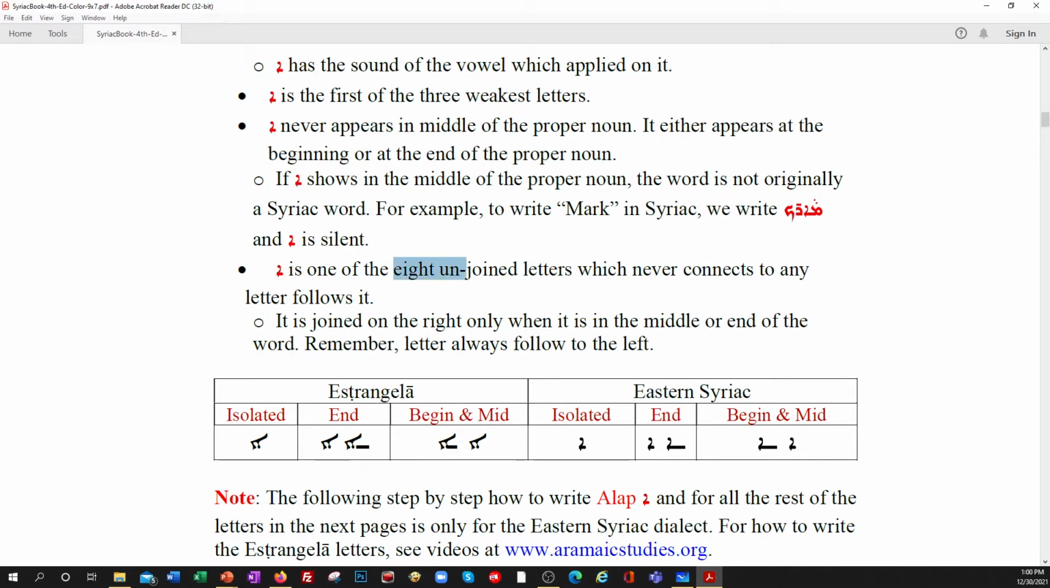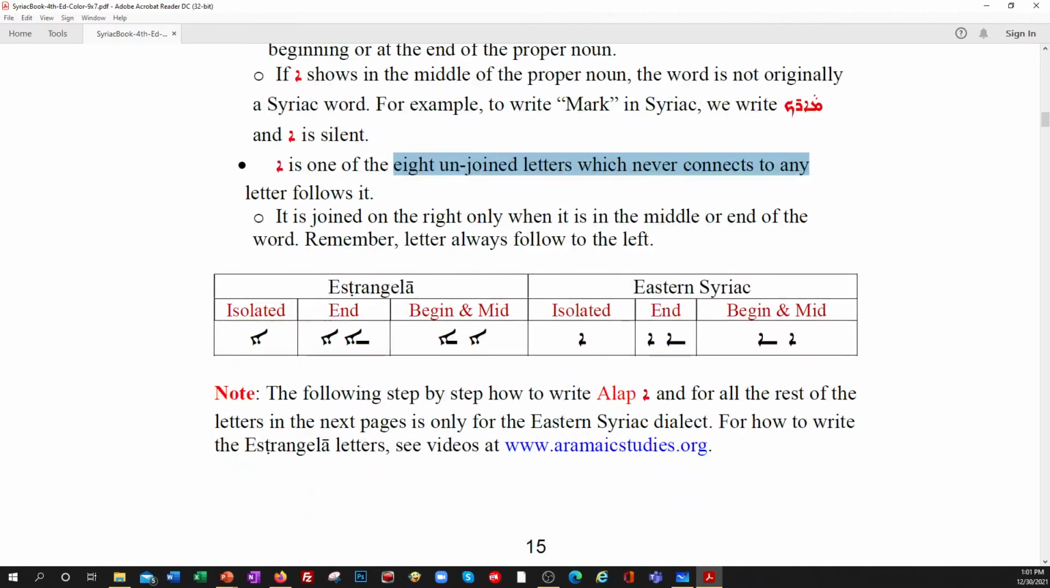Alep is one of the 8 unjoined letters, which means it does not join from the left, and when it is not joined from the right, it is going to stand alone. Here in this table, you will see how we write the Alep in Eastern Syriac. This is how it looks when it stands alone, and this one when it's joined from the right. At the end, it will join or stand alone. When it is isolated, it looks like this. For Estrangela, it is almost the same.